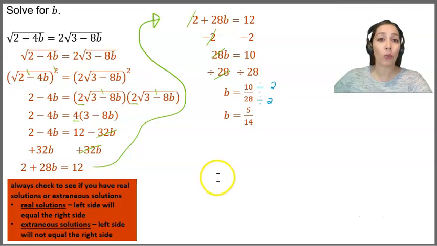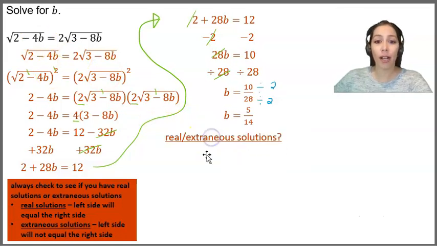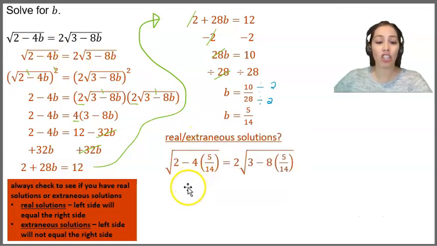You can get real solutions. You can get real solutions and extraneous solutions in the same problem. You can even get a problem that has nothing but extraneous solutions, meaning there's no real solution whatsoever. So you never know what's going to happen until you actually check your work. So I go ahead and I'm starting to check it.